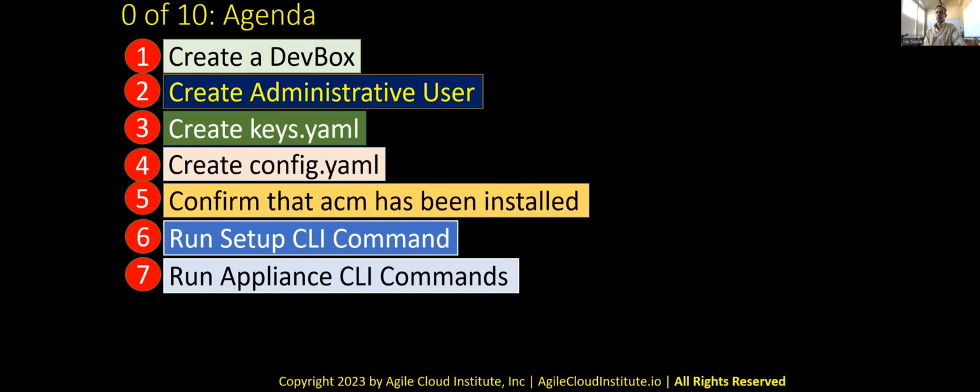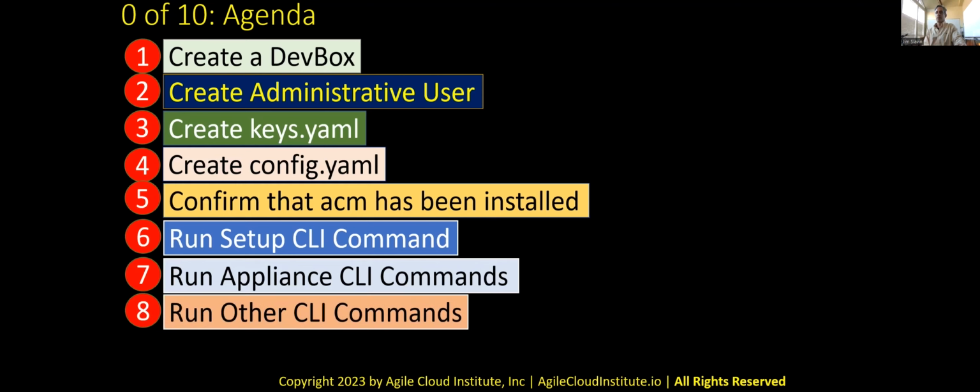Seventh, you will practice running some of the CLI commands for creating and destroying high-level components of the appliance. Eighth, we will show you how to run some of the lower-level CLI commands. Ninth, we will explain how to clean up after you are done creating and destroying the example appliance. Now let's go through each of these steps one at a time.